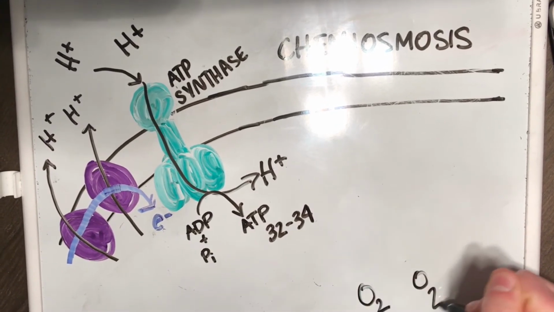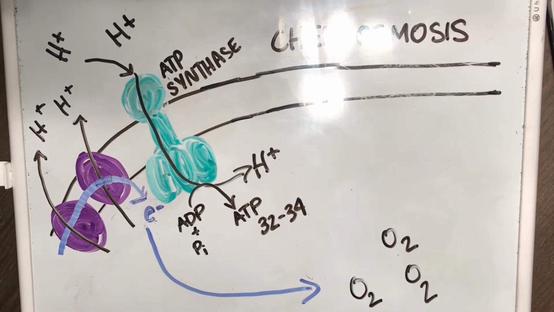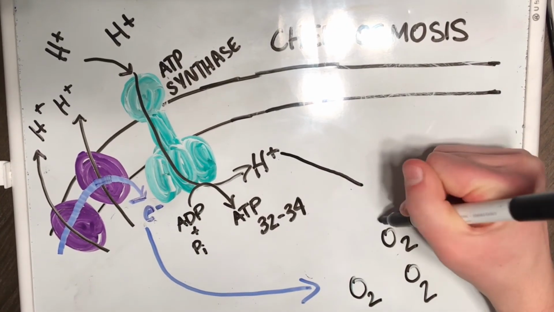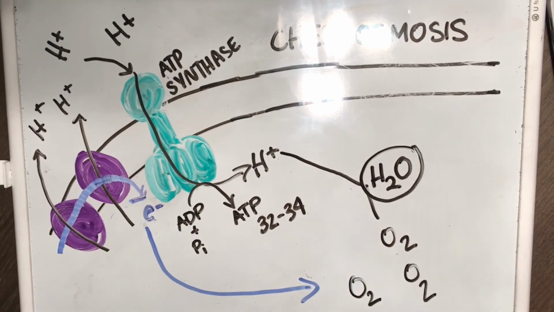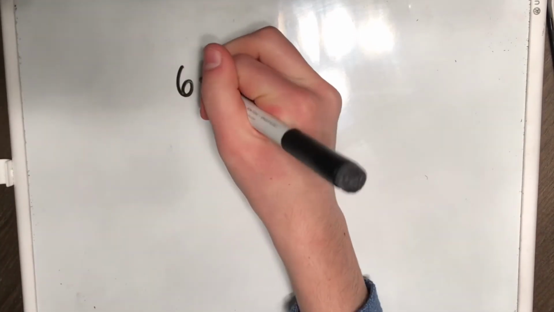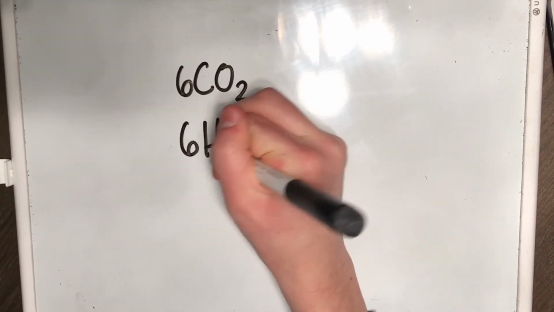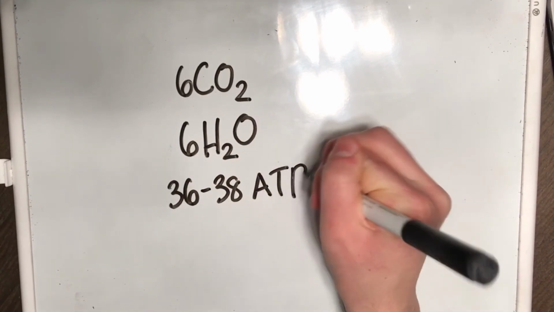In the last step of cellular respiration, the oxygen we breathe combines with the electrons from the chain, and then joins with hydrogen ions, forming water, a byproduct of this process. Oxygen is called the terminal electron carrier because it accepts electrons from the chain. Cellular respiration in total yields 6 CO2, 6 H2O, and 36 to 38 ATP.